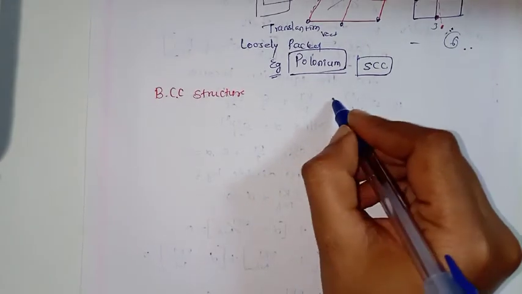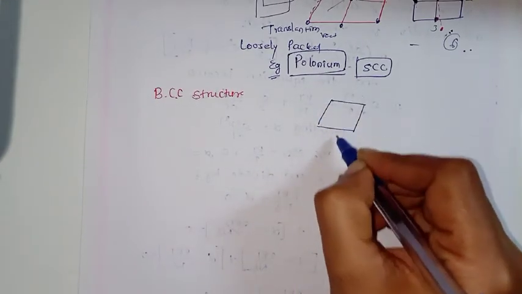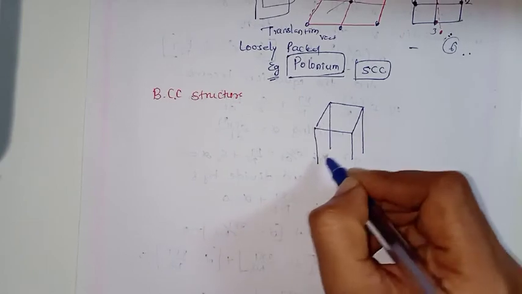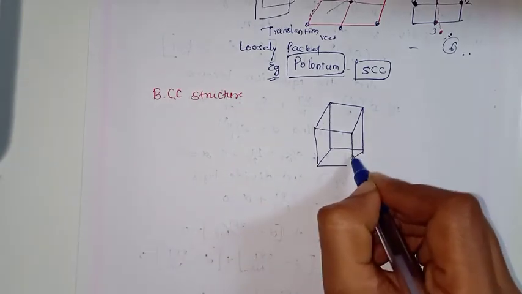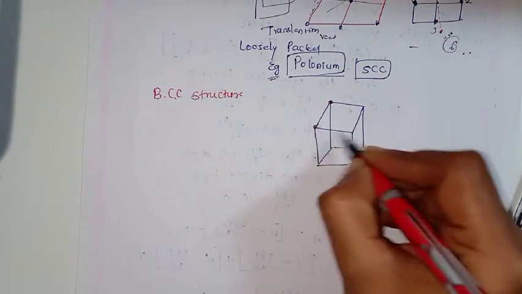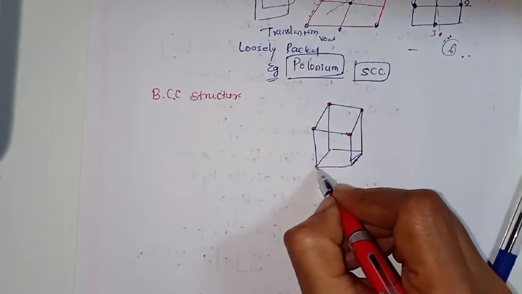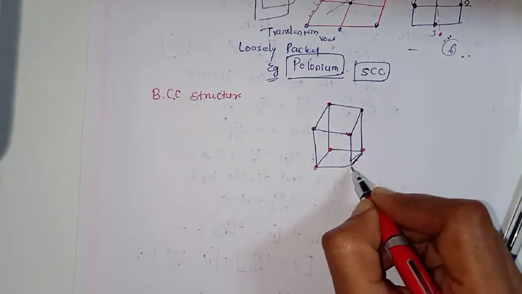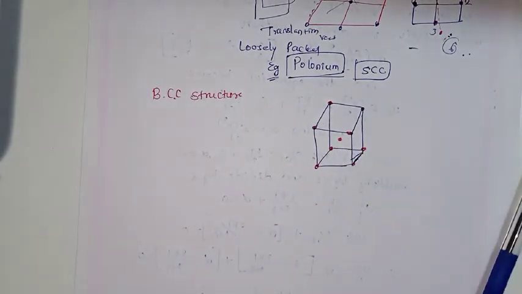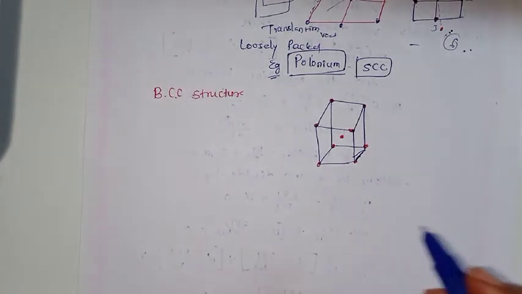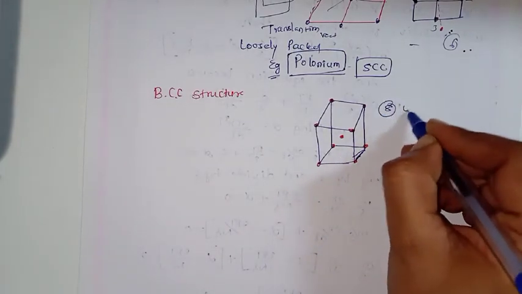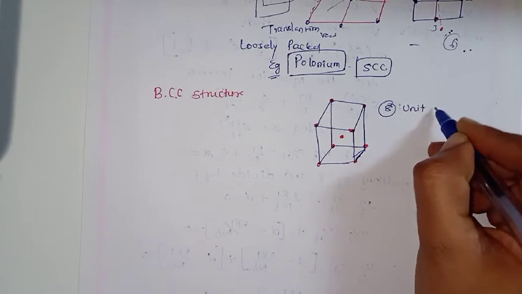Okay, let's draw. 1 2 3 4 5 6 7 8. Then this is the body center. One is at the center of this structure. So here 8 surrounding unit cells are there.